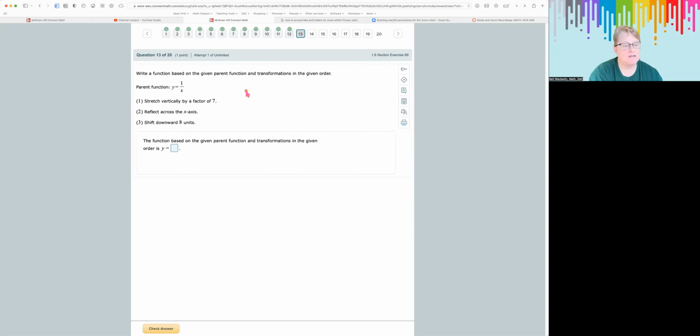The next one is fun. They want us to write the function that does the following things. Stretches vertically by a factor of 7. Well, multiplying 1 over x times 7 will do that. Reflect across the x-axis. That means I want a negative outside, so -7 times 1 over x. And then shifts down 8 units. So -7 times 1 over x minus 8.